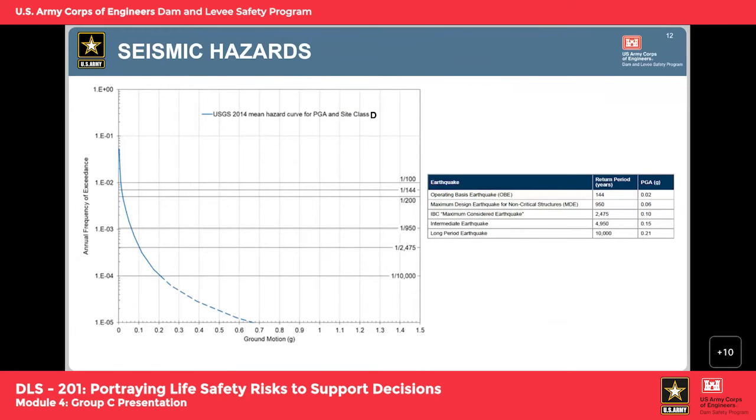All right, so we don't have any risk driving failure modes that use seismic hazards, so I'll go through this pretty briefly, but just wanted to include the information. A local PSHA has not been performed for the project site. There's considerable uncertainty for the AEPs less than 1 over 10,000. Like I mentioned, the risk driving failure modes don't use the seismic loading. However, I did want to point out for reference that the operating base earthquake with a return period of 144 years has a PGA of 0.02, and the maximum considered earthquake with a return period of 2,475 years has a PGA of 0.1. Next slide.